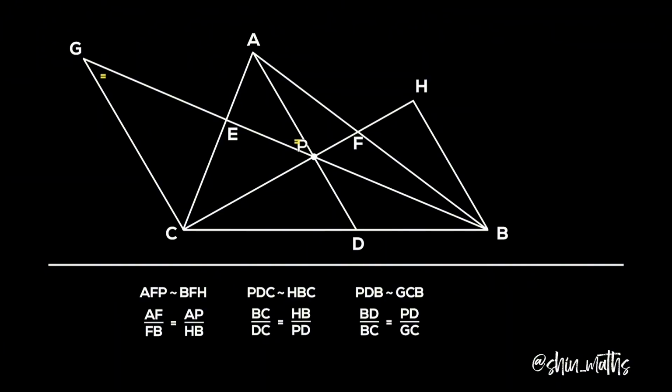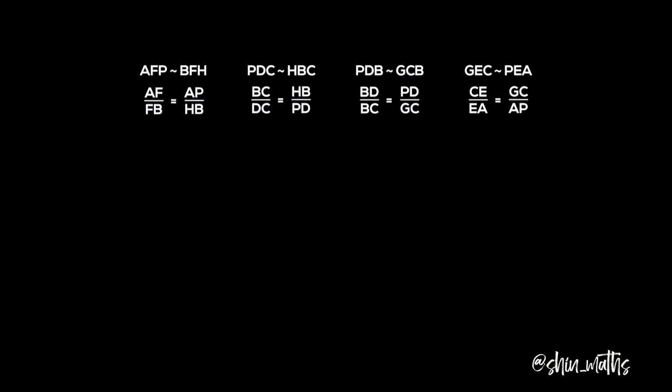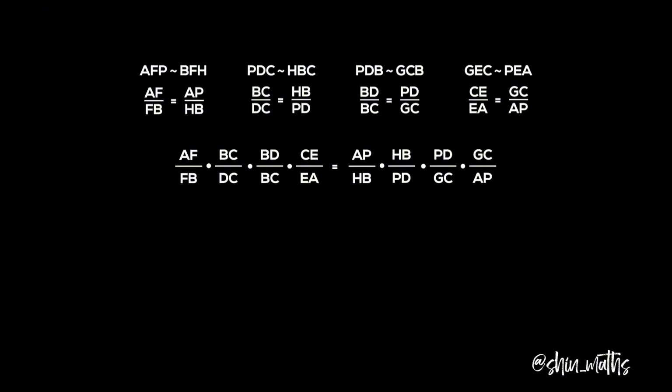Angles CGE and EPA are equal and angles GEC and PEA are equal. Thus triangles GEC and PEA are similar. Therefore, CE over AE is equal to GC over AP. Using similar triangles, we have obtained four ratios which we can then multiply together. BC cancels out on the left side and all terms cancel out on the right side, leaving us with the intended result. Thus, the theorem has been proved.